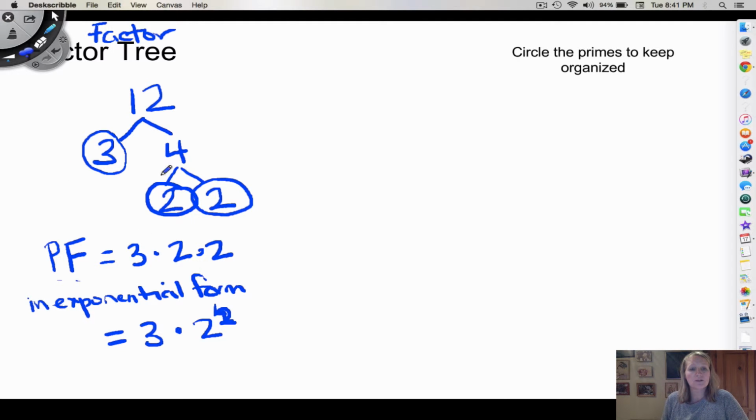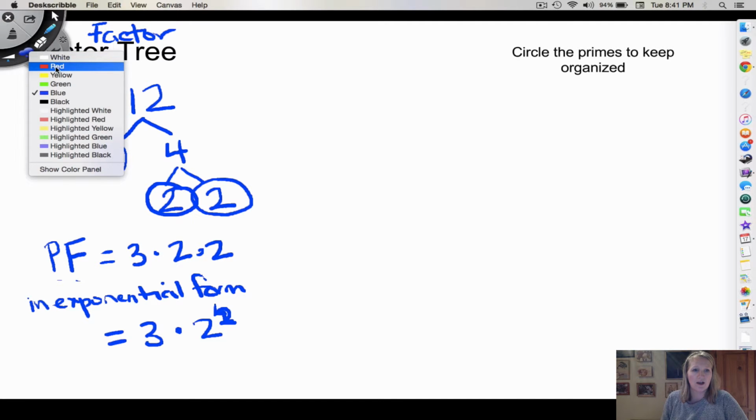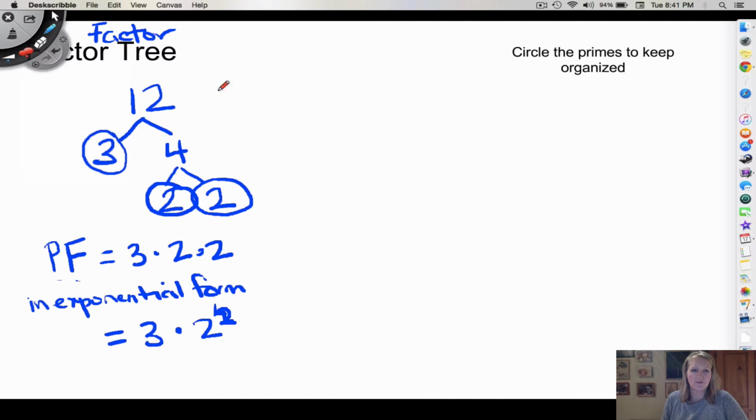Okay, so just to think about it, I went in one direction here. I did 3 times 4. I'm sure when we were doing this, some of you may have said another option for the factor tree of 2 times 6. Okay, let's see if we get the same answer if we do it a different way.